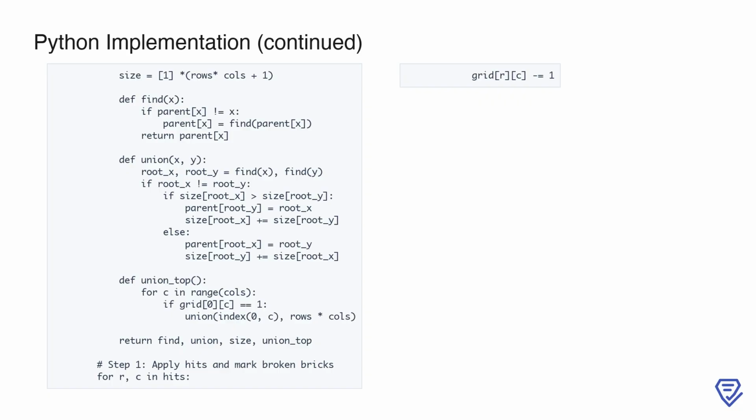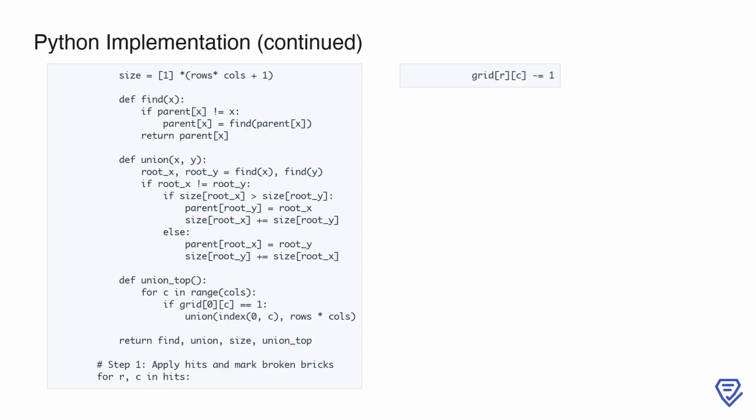The union_top function connects all bricks in the top row to a virtual top node, represented by the last index in the parent array. This ensures we can easily identify which bricks are stable and connected to the top of the grid. After defining these helper functions, we begin the first step of the algorithm, applying the hits.